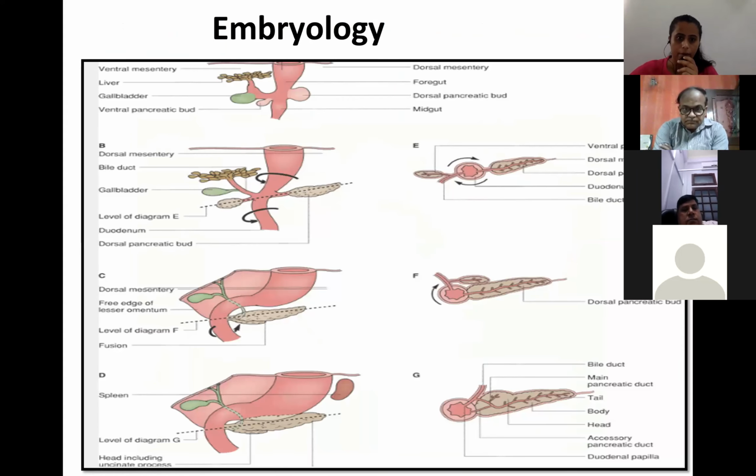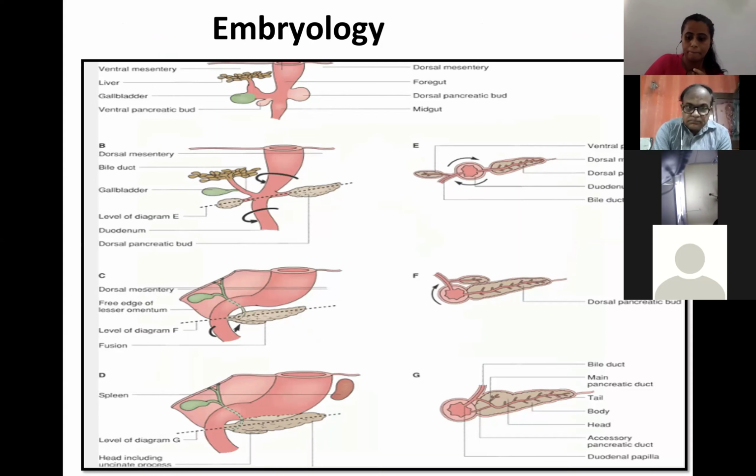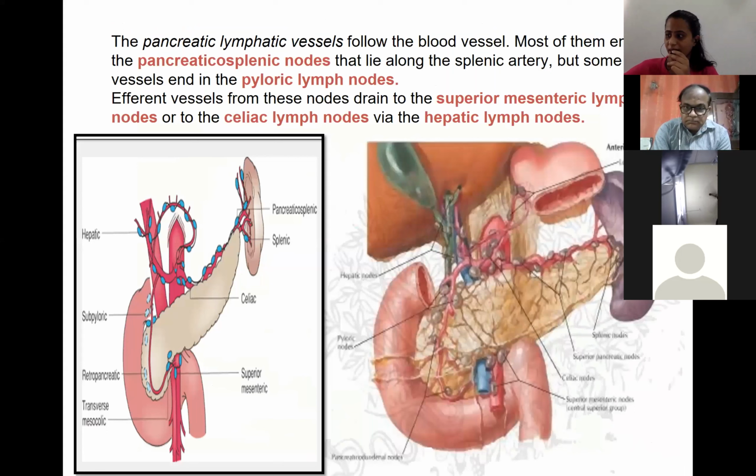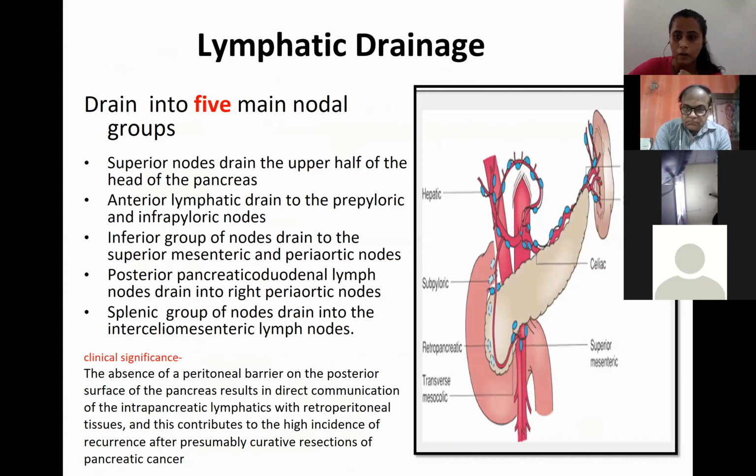Now comes the embryology. Is there any diagrammatic representation, or are you just reading? Yes, sir. Vascular supply, lymphatic drainage. She has so many. These are all diagrams only. Can you show the pictures? Sir, which one? Can you show the pictures?